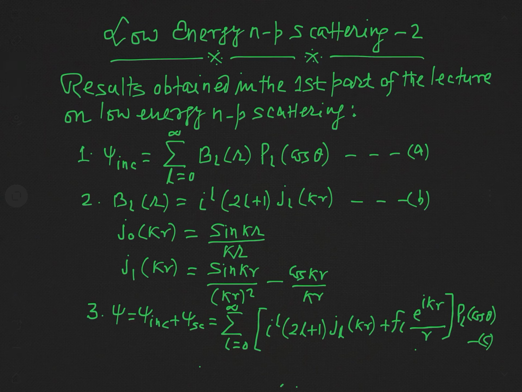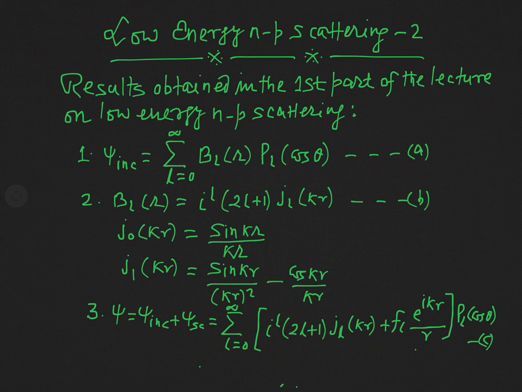So I have just written here the results obtained in the first part of the lecture on low energy NP scattering. We have obtained that the incident wave function is equal to summation L equal to 0 to infinity BL of R PL cos theta. Here you know this BL of R is actually the radial wave function, and PL of cos theta is Legendre polynomial. And this radial wave function BL of R is defined in this way, as I have mentioned here. We have already discussed in the previous lecture.